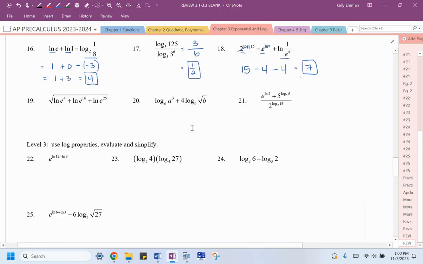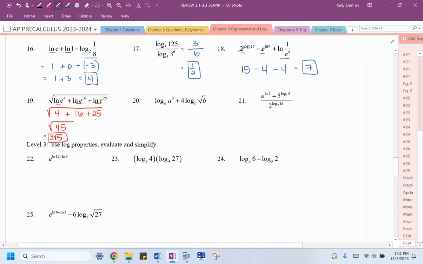All right, I'm trying to trick you a little bit on 19. I want to know if you're going to do the square root part incorrectly, so be careful on this one. Start on each term here first. Natural log of e to the 4th is 4. Natural log of e to the 16th is 16. Natural log of e to the 25th is 25. What you're meant to do is add these together. 4 plus 16 is 20, plus 25 is 45. So 3 radical 5.